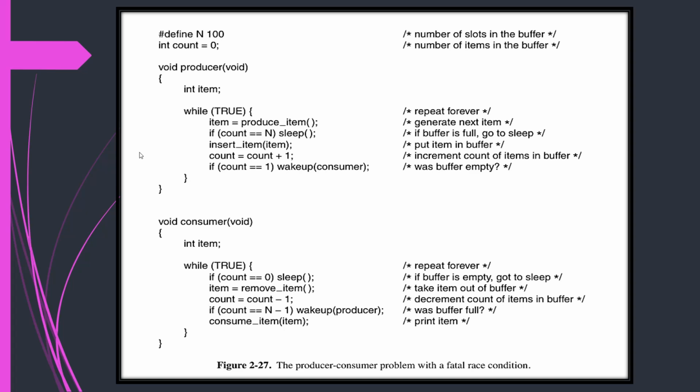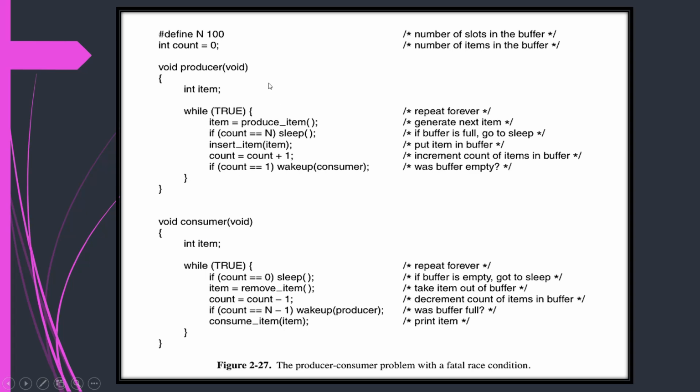Okay, this is the overall algorithm for the producer and consumer problem. Here we have #define N 100. In the previous slide, we gave the buffer size as 5, but here we make the buffer size 100. And then we have count equal to 0, I mean the initial count will be 0. We have two procedures, void producer as well as consumer.